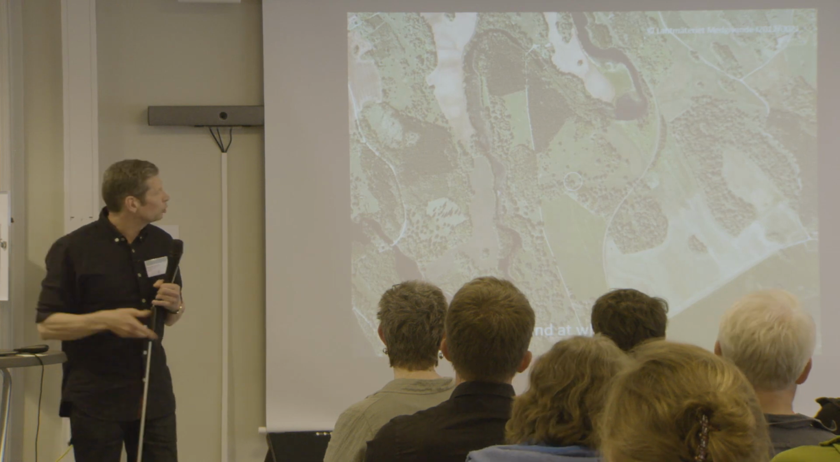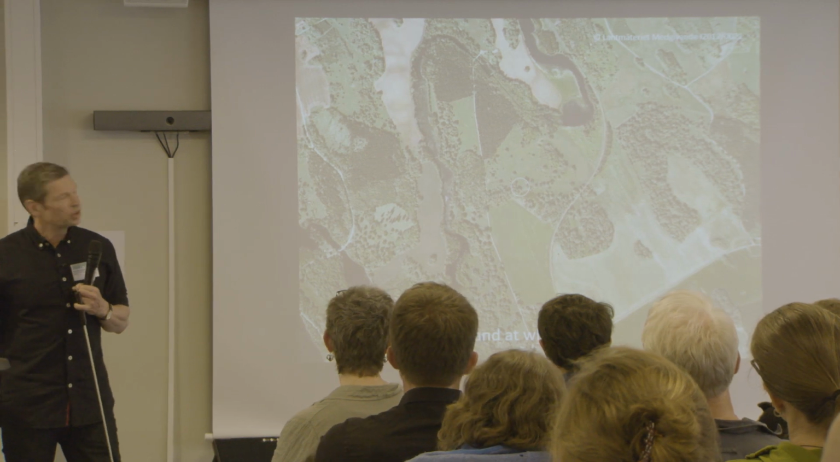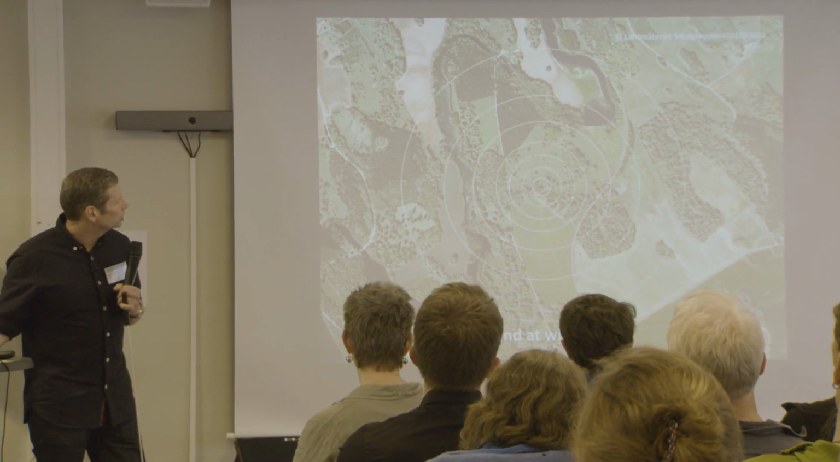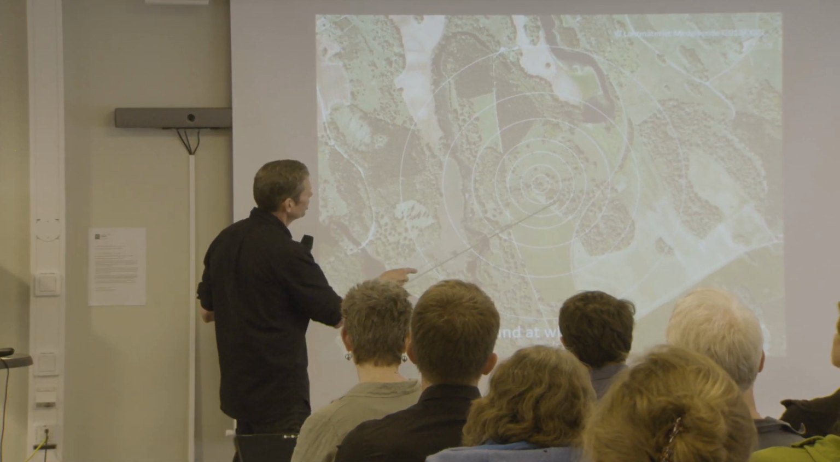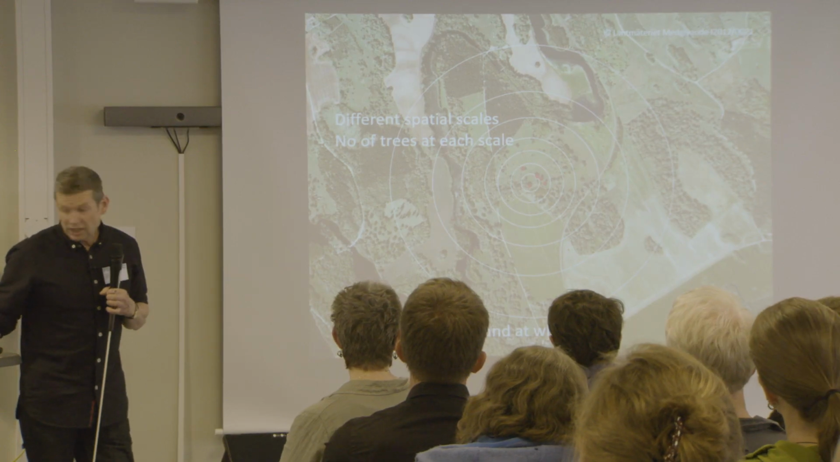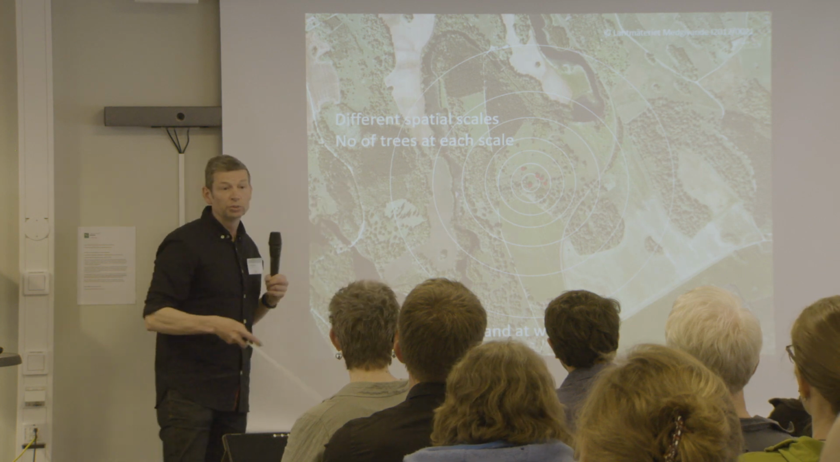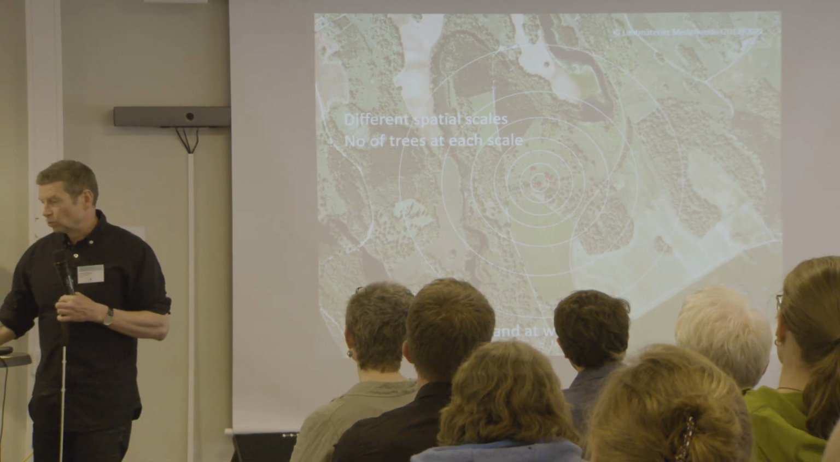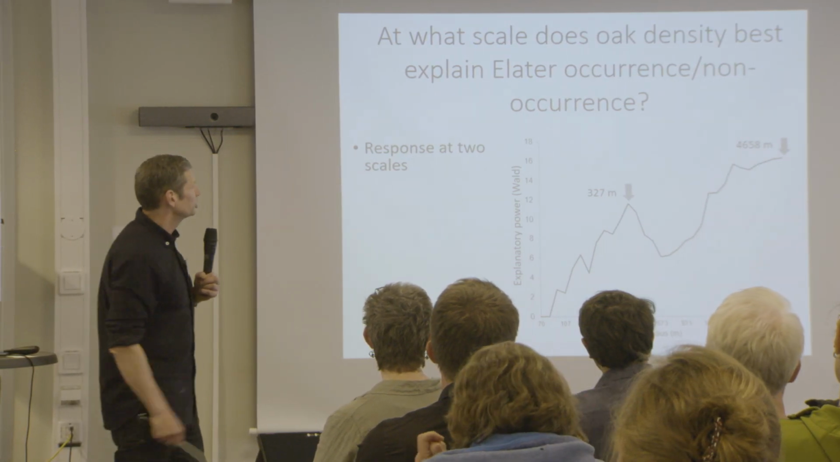And the idea here was that we put one trap in the oak landscape, and of course asked how many oaks, and then at what scale. So around each trap we counted how many old oaks there were, in different spatial scales like this. So different spatial scales and number of trees at each scale, because we are of course interested in whether they respond to the number of trees within 100 meters, 200 meters, or maybe 1 kilometer. We didn't know. So that's the first result: what scale do they respond to?